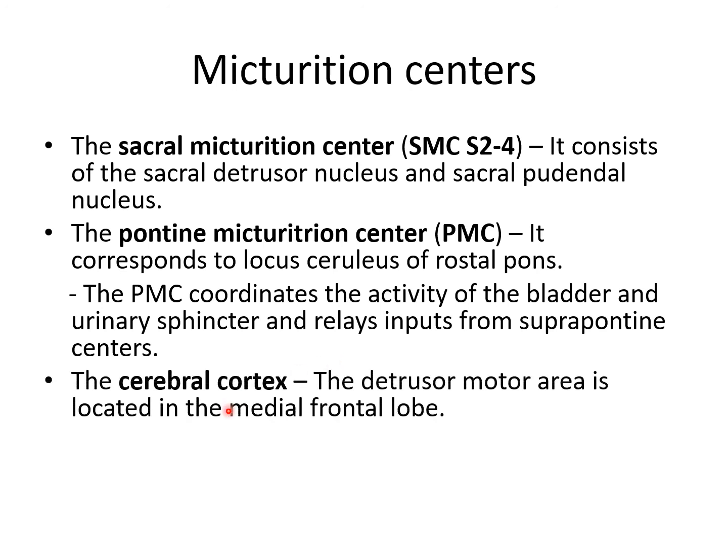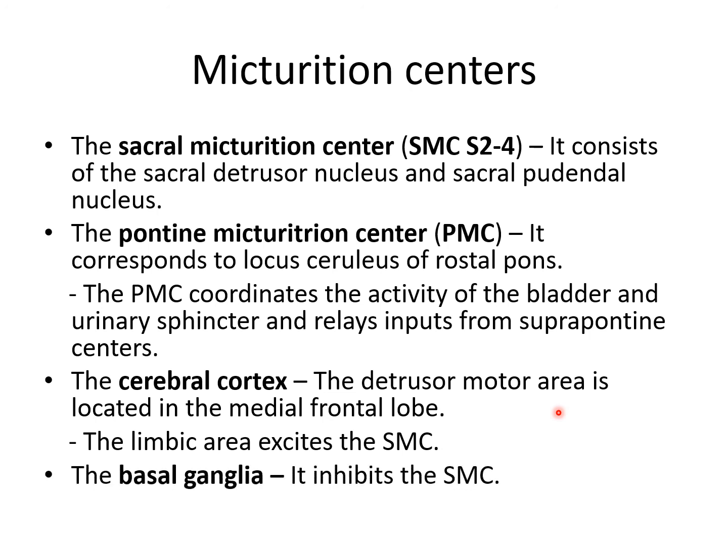The cerebral cortex: for control of the detrusor muscle, the detrusor motor area is located in the medial frontal lobe. The limbic area also excites the sacral micturition center. Other areas of micturition, like the basal ganglia, inhibit the sacral micturition center. So there are several micturition centers: sacral micturition and supraspinal centers like the pontine micturition center, basal ganglia or midbrain micturition center, and cerebral cortex micturition centers.